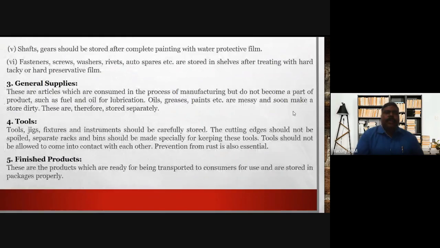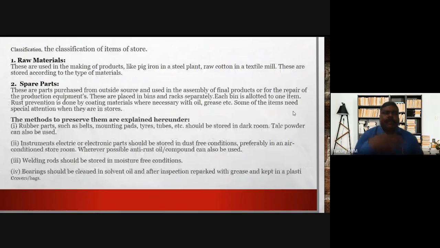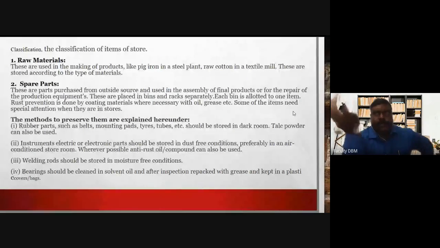If you go back, as I said, classification of items of a store is compulsory. We need to classify the items. Why do we need to classify the items? Because to make the variation and to easily pick up the things, we are going to classify the items.